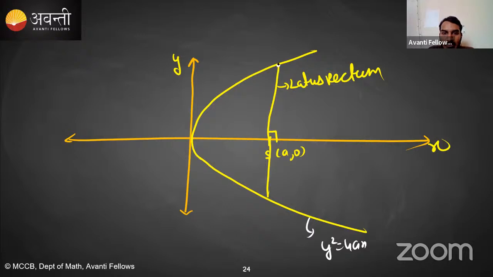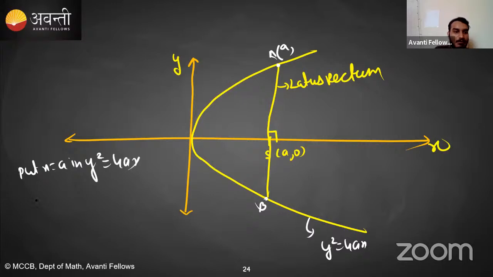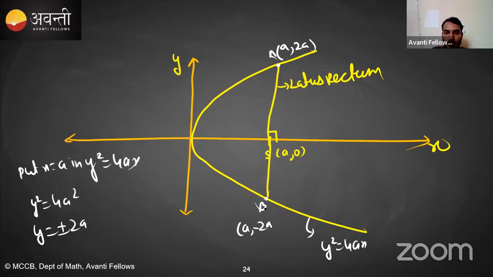Okay, so this point is A and this point is B. Point A के coordinates क्या होंगे बताओ? X coordinate will be a because this line is perpendicular to the x-axis, and put x is equal to a in y square equal to 4ax. कितना आ गया? y square is equal to 4a square. y will be plus minus 2a. So this is 2a and this is minus 2a. So a comma minus 2a. Okay, clear?